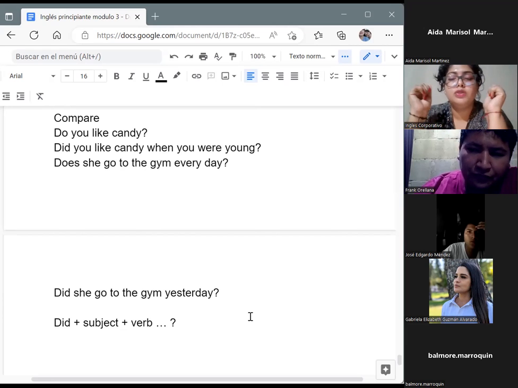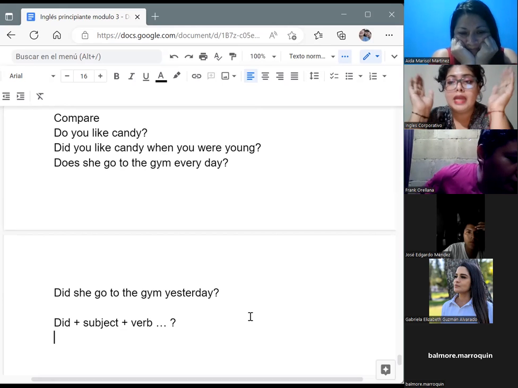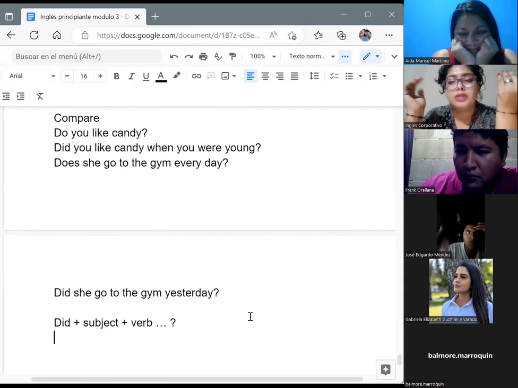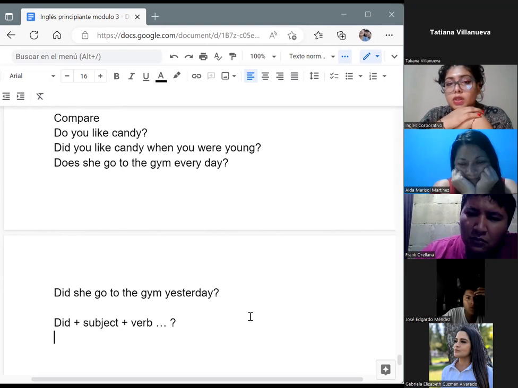Another thing that you need to remember when you are using auxiliary verbs, you are not going to change the main verb of your sentence. Because in that case, the auxiliary is giving you the information about the tense that you are using. Así que cuando utilicemos los auxiliares, nuestro verbo no cambia de forma. No se le aplica la regla de la tercera persona.